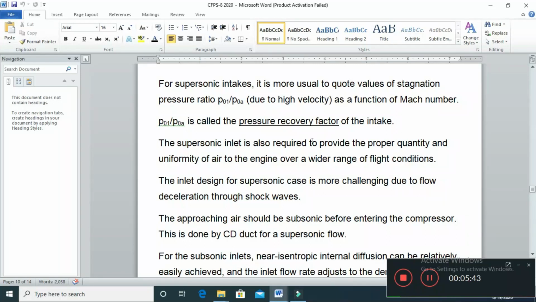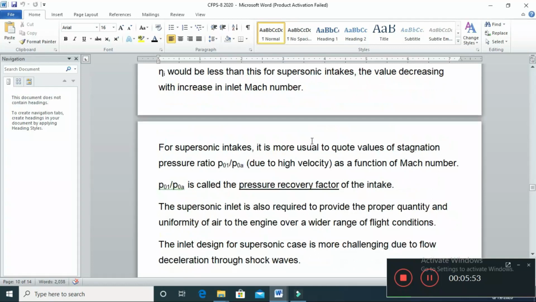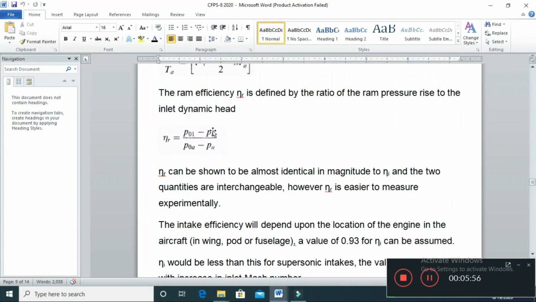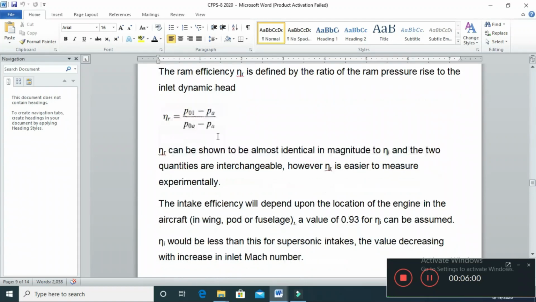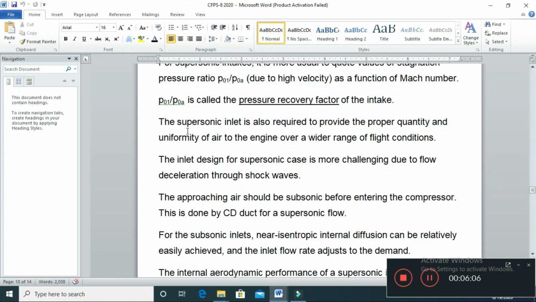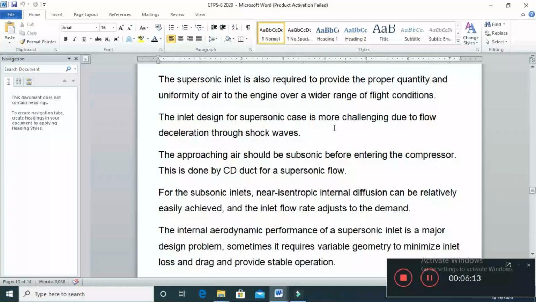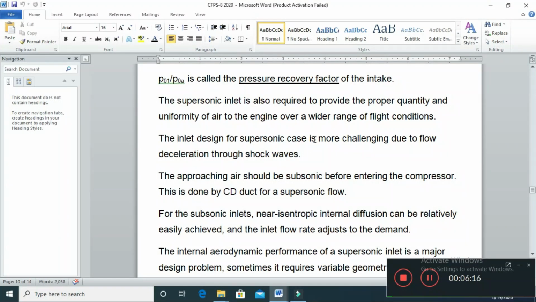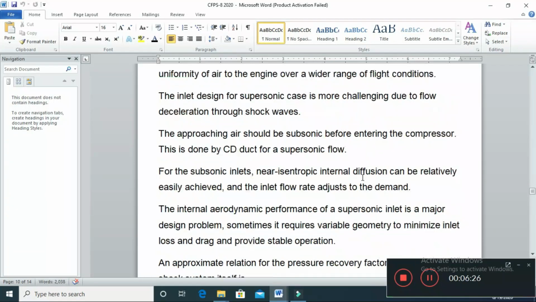For the supersonic intakes we use a parameter based on the pressure or the total pressure. Since the ambient pressure is less, we can ignore the term PA. In that case the efficiency or the pressure recovery factor is P01 divided by P0A. For the supersonic intakes we often use a converging diverging duct so that the flow is subsonic after the intake section, because it is desirable to have subsonic flow before the compressor section.